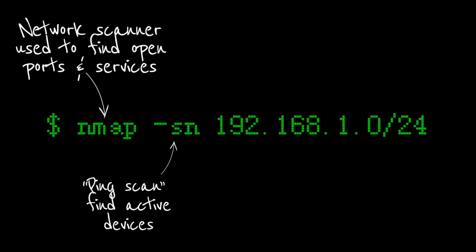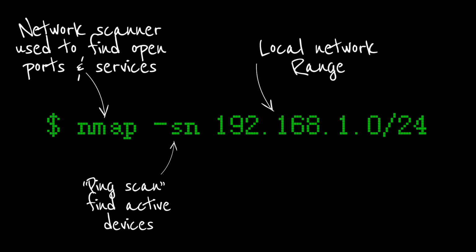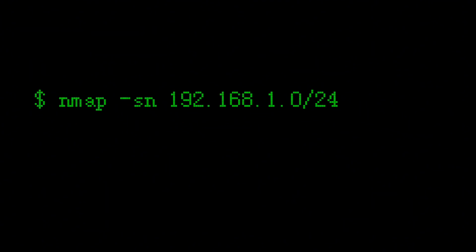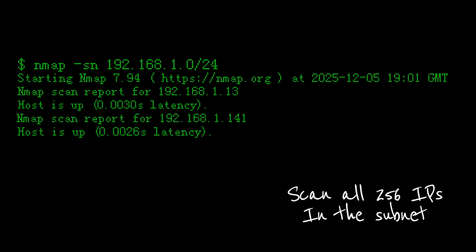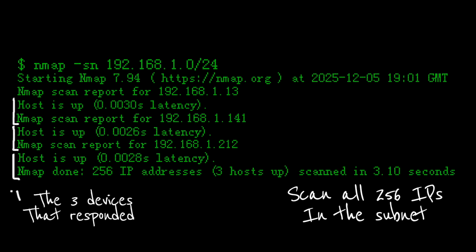-sn means ping scan, so it finds active devices. Then the local network range, which is the range of IP addresses you want Nmap to scan, and the subnet mask, which we will explain later. And once you press enter, it looks like this. The scan tested all 256 possible IP addresses, and only 3 responded. Those are the machines that are actually online.